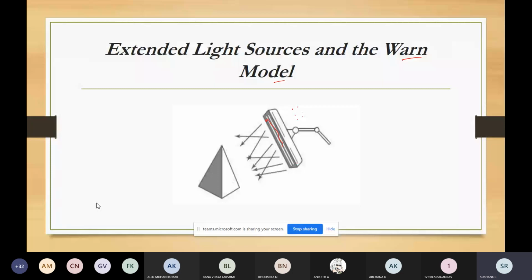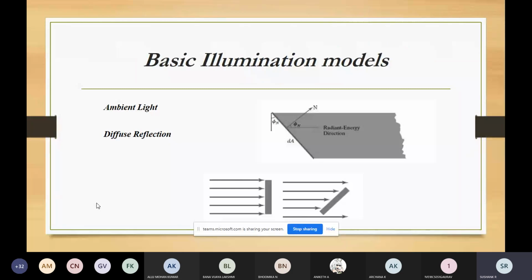We have the illumination model. What we are going to study under this basic illumination model is the ambient light. So what is this ambient light? Ambient light means we can incorporate the background lighting by setting the brightness for a scene.